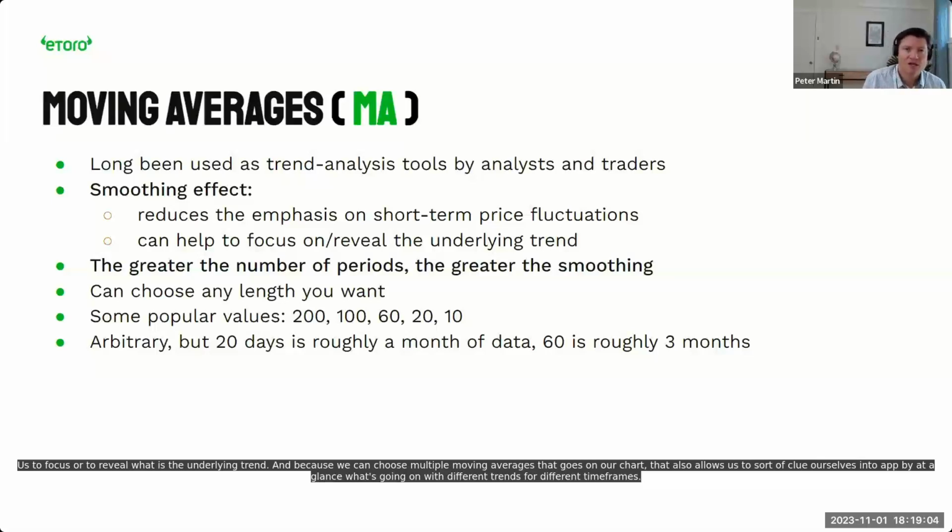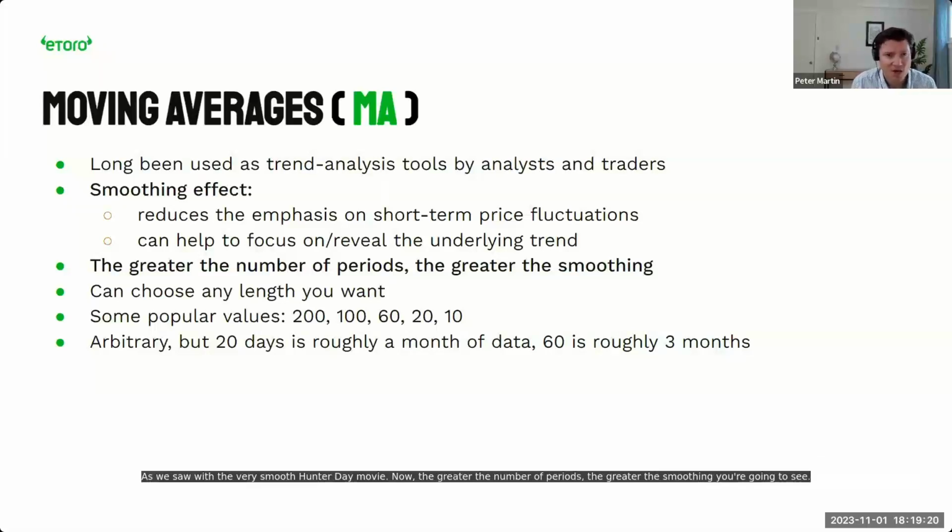And because we can choose multiple moving averages to put on our chart, that also allows us to clue ourselves into at a glance what's going on with different trends, with different time frames. As we saw with the very smooth 100-day moving average, the greater the number of periods, the greater the smoothing you're going to see. And what length you choose, that's entirely up to you. You can choose any length you want. As always, with a bit of experimentation, you probably work out what you prefer, and you should always use what works best for you.